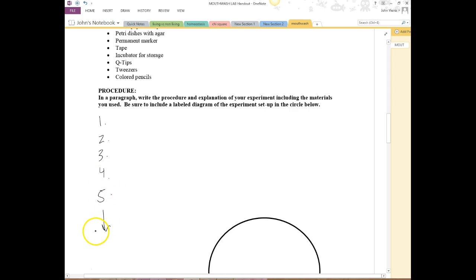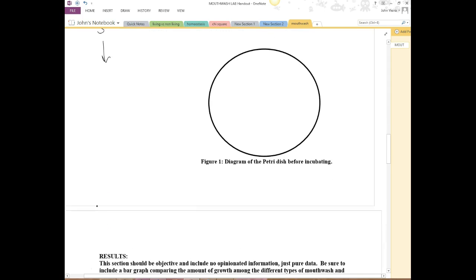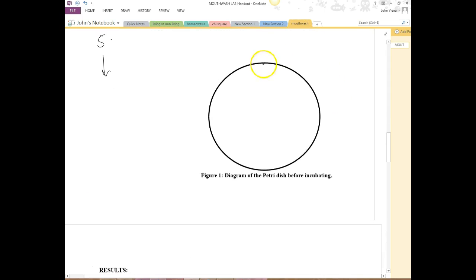What did you guys do last class? And then you should have already drawn what your petri dish looks like before. Some of you put your letters down here, some of you put them up here. Some of you put your discs right here, some of you put your discs right in the middle. This is your Scope. This is your Kroger.